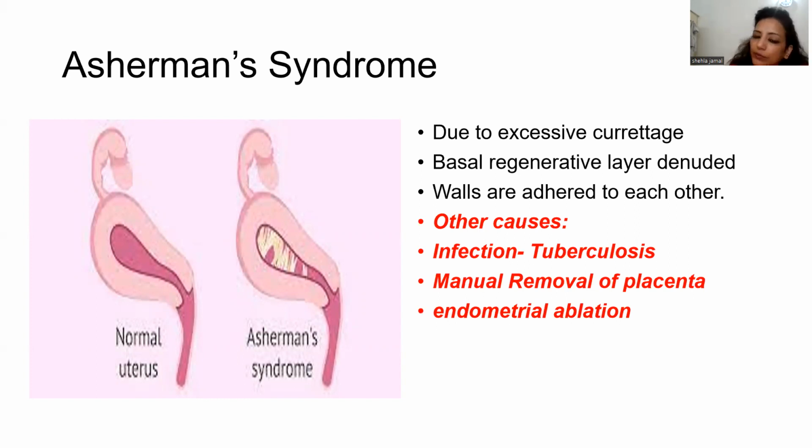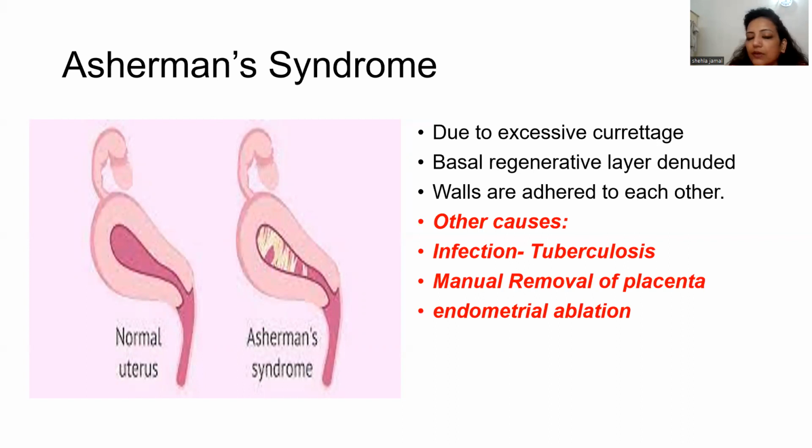It is almost always and universally due to excessive curettage. The basal regenerative layer is denuded when we are putting the curette in and curetting out the endometrium. We almost destroy the basal layer from where regeneration of endometrium occurs every month. Thus, in this process, when we excessively curette, in order to heal themselves, these walls adhere to each other. Other important etiology, especially in our country, is infection, tuberculosis.